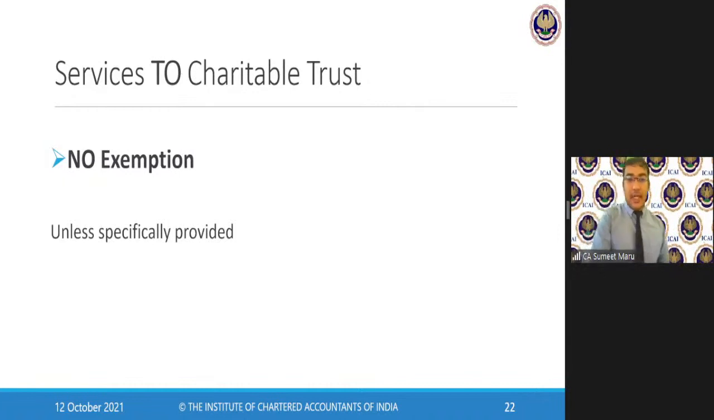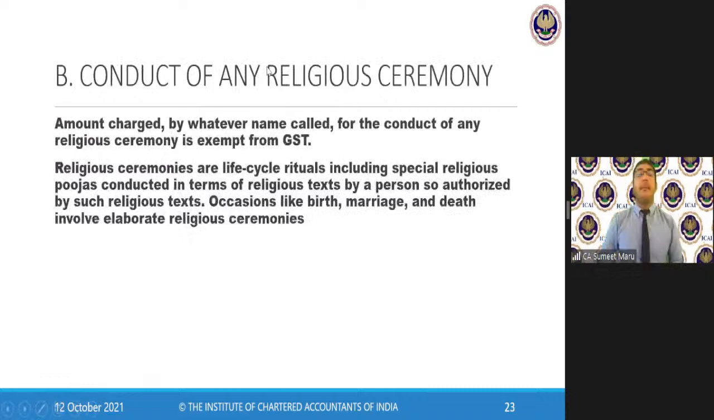The next part for the charitable trust is conduct of any religious ceremony. The amount charged by whatever name called for the conduct of any religious ceremony is exempt. So not only a charitable trust here, but anyone who is conducting any religious ceremony. We don't have to define any particular religion here. Any religious ceremony, if you are conducting, then again the exemption is there with you.